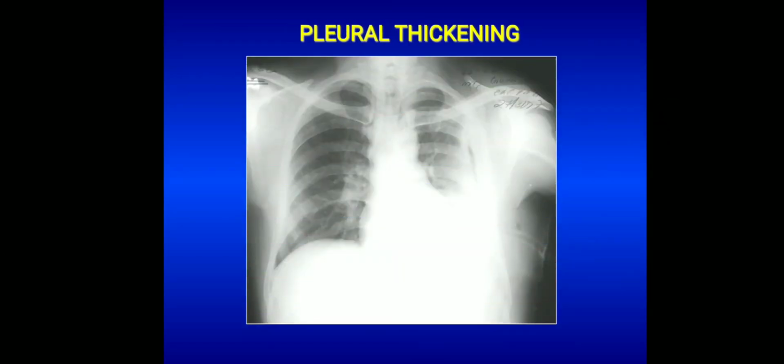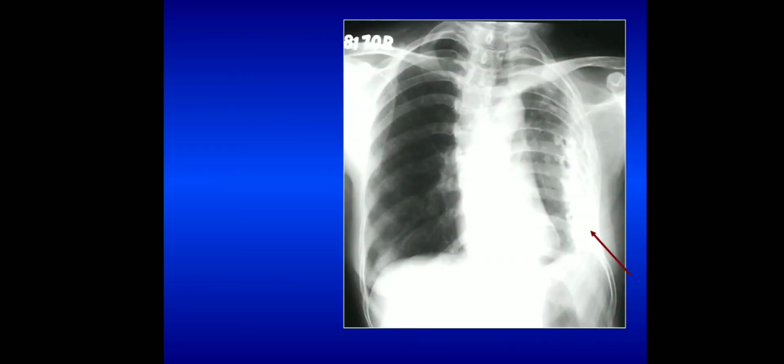So next is pleural thickening. Pleural thickening is the thickening of the pleura. Here you can see pleural thickening on the left side. There's another case of pleural calcification, which has a wide variety of causes. For example, asbestosis also causes pleural calcification.